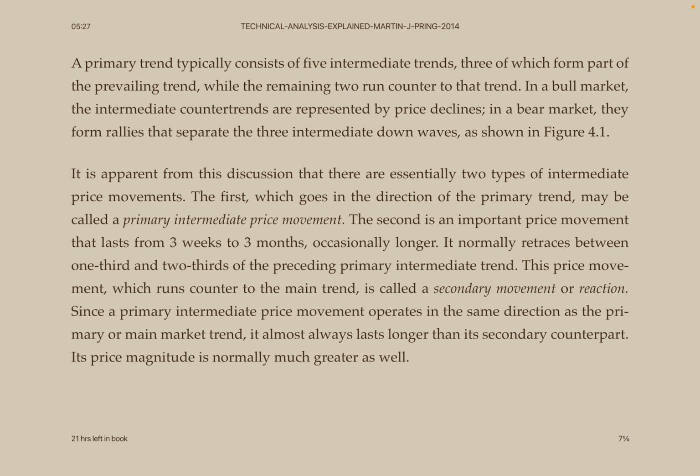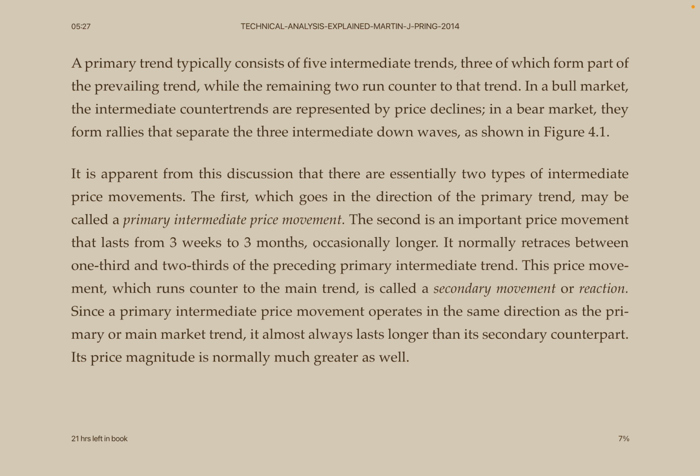It is apparent from this discussion that there are essentially two types of intermediate price movements. The first, which goes in the direction of the primary trend, may be called a primary intermediate price movement. The second is an important price movement that lasts from 3 weeks to 3 months, occasionally longer. It normally retraces between one third and two thirds of the preceding primary intermediate trend.